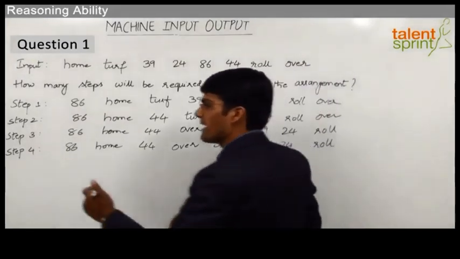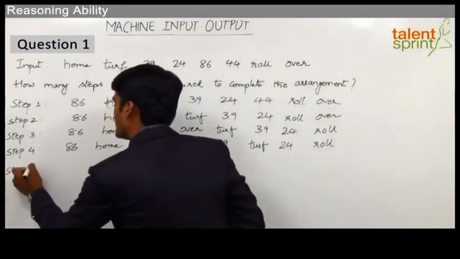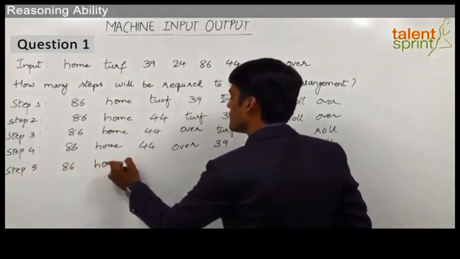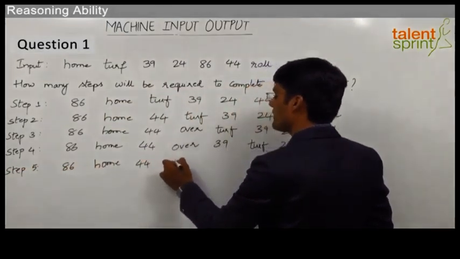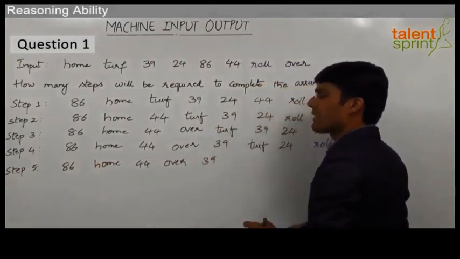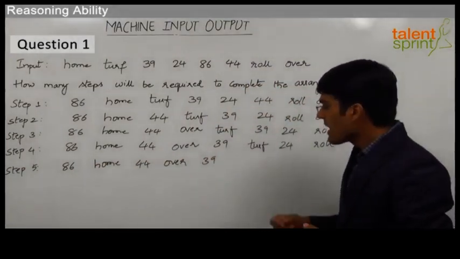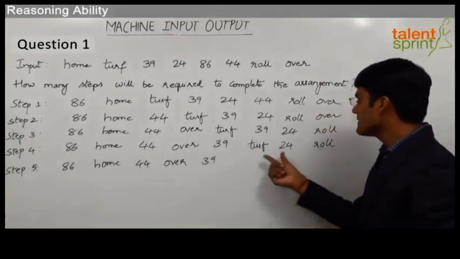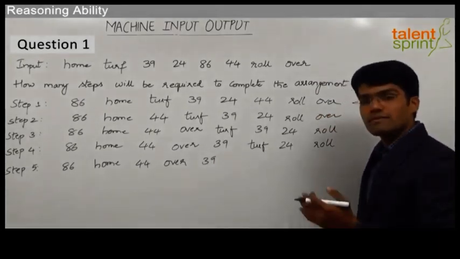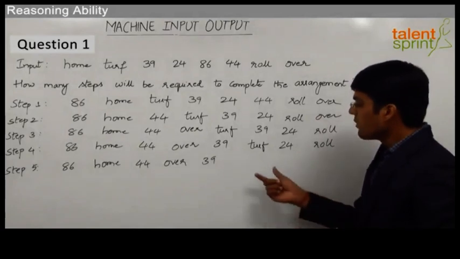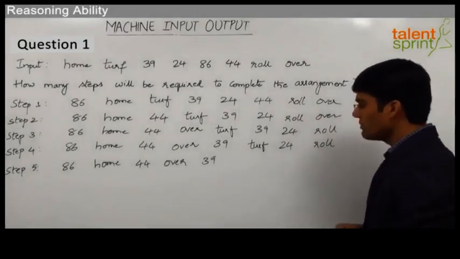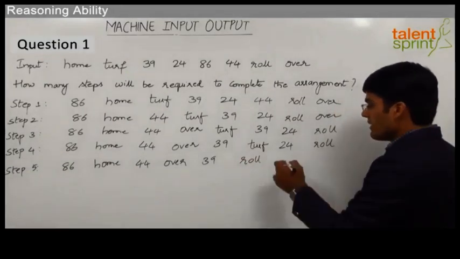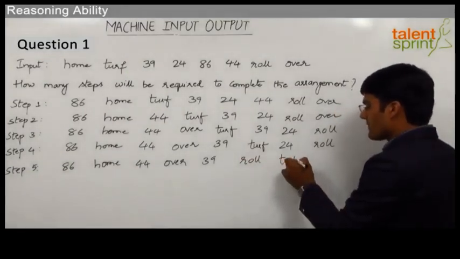Moving on to step 5, we know that 86, home, 44, over and 39 are already in the correct positions. After 39, we need to have a word that should be one among turf and roll. As we are going by the alphabetical order, the word which comes after 39 should be roll. So let us bring roll to the 6th position, followed by turf and 24.